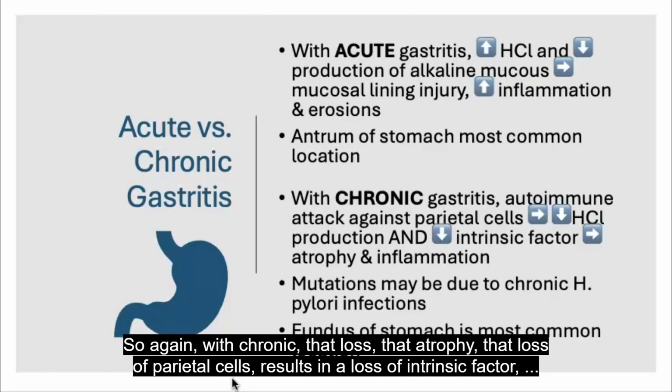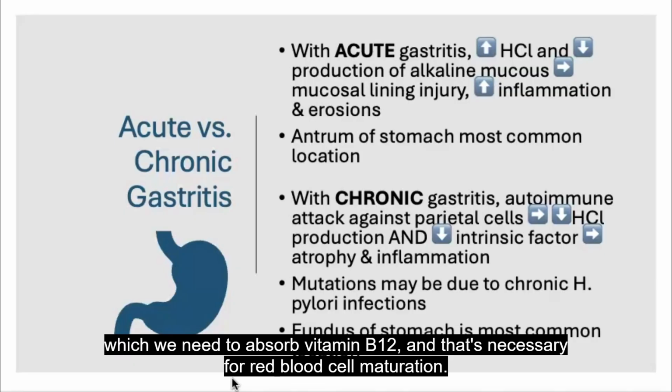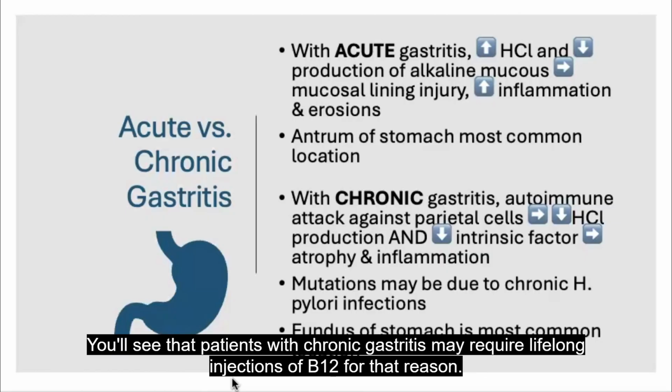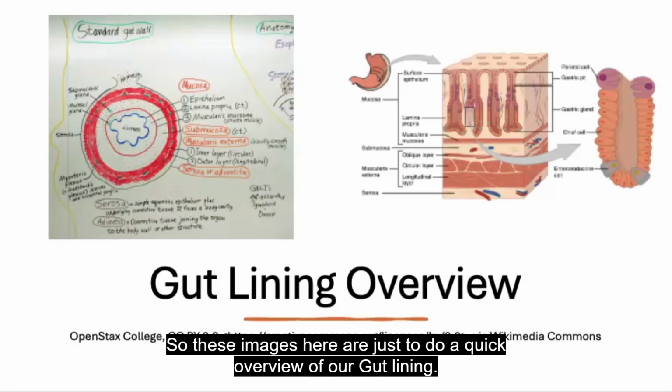So again, with chronic, that atrophy, that loss of parietal cells results in a loss of intrinsic factor, which we need to absorb vitamin B12, and that's necessary for red blood cell maturation. So as we get to our treatments, you'll see that patients with chronic gastritis may require lifelong injections of B12 for that reason. So these images here are just to do a quick overview of our gut lining.